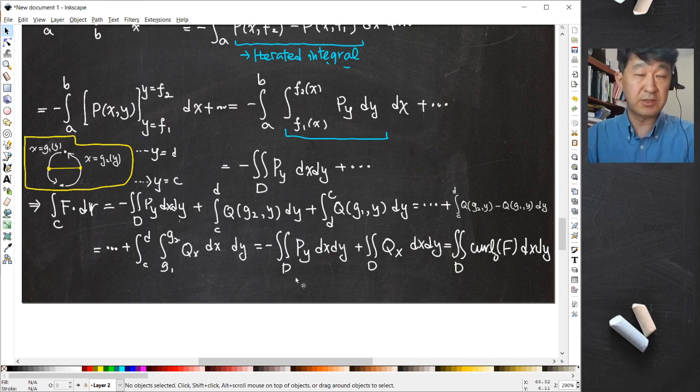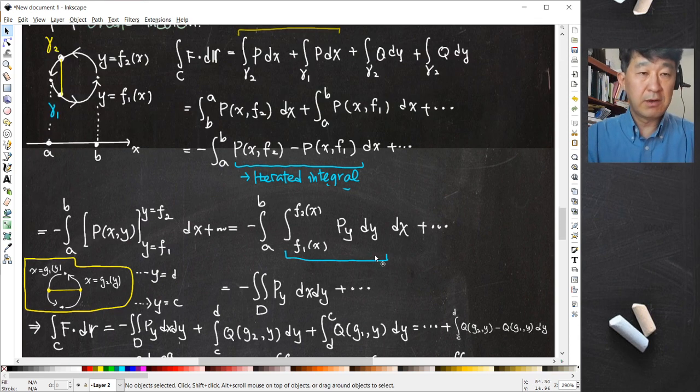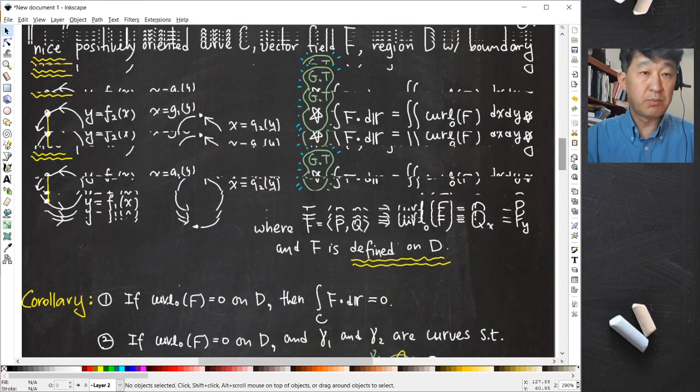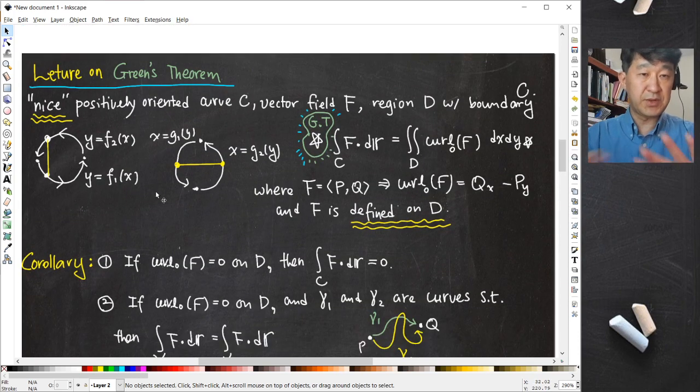That's the double integral over the same region D. Inside together is Q_x minus P_y, and we recognize this Q_x minus P_y is not some exotic expression. It is a phenomenon whose structure generalizes to higher dimensions or more general situations. So that was the proof for the case where the curve is broken into pieces, parameterized nicely like that.